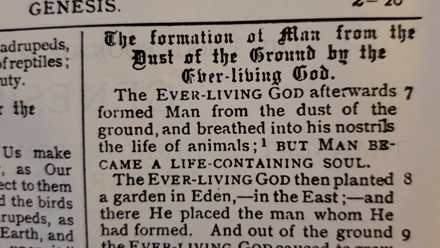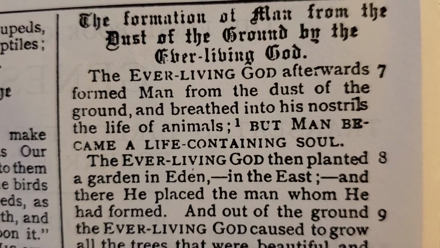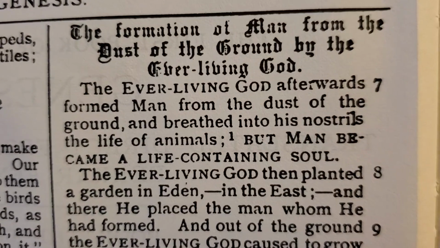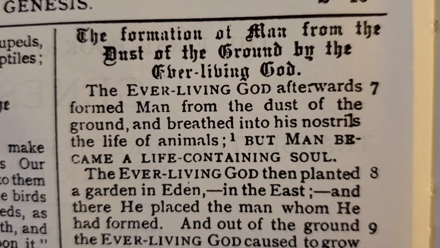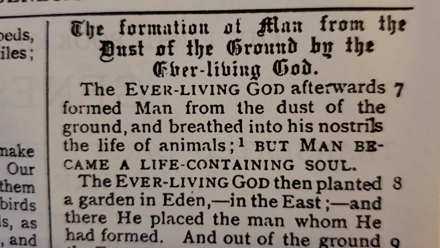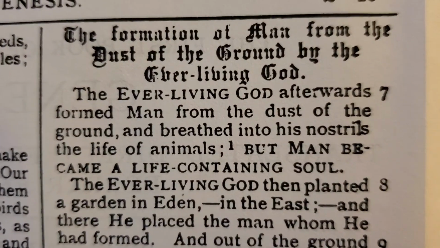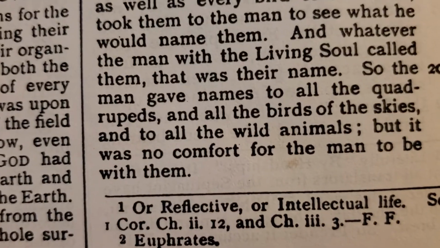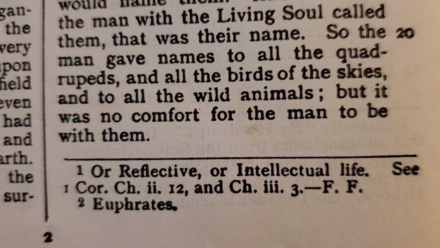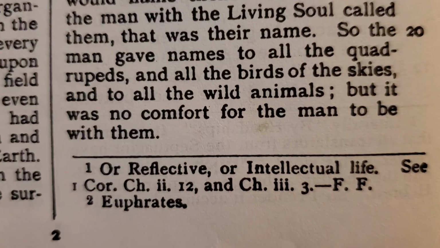And it says the ever-living God afterwards formed the man from the dust of the ground and breathed into his nostrils the life of animals. So there's ever living again. The formation of man from the dust of the ground by the ever living God. So Farrar Fenton puts a footnote right there by the animals. It says, into the nostrils of the life of the animals. He put the footnote, scrolling, sorry, and one is reflective or intellectual life. So, life of animals is intellectual life.